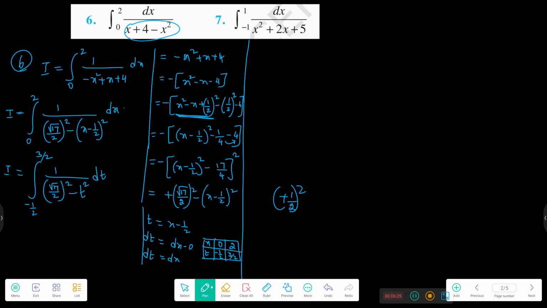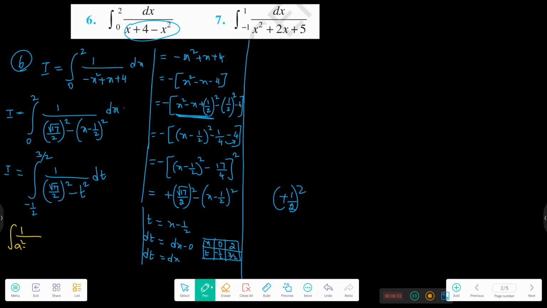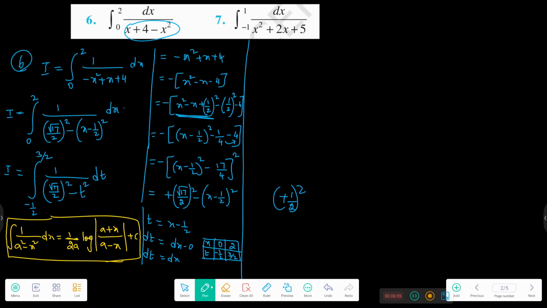Right, now you take the formula. Have you remembered the formula? Anyone remember the formula? The integral of 1 divided by a square minus x square dx. What is the formula, Raja? 1 by 2a into log of a plus x, numerator a plus x. Very good. a plus x divided by a minus x plus c. So this is the formula I am going to use. Understand? But instead of a, we have root 17 divided by 2.